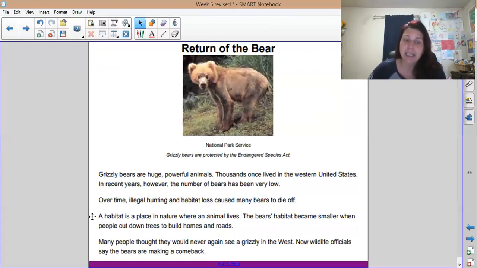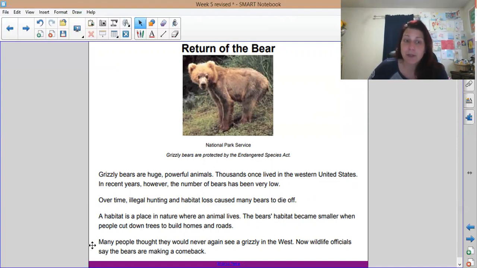A habitat is a place in nature where an animal lives. The bear's habitat became smaller when people cut down trees to build homes and roads. So they're taking away, right? They're cutting out trees, they're taking away the forest land, which is making his home much smaller. That'd be like if somebody kept coming and putting up a fence and making your yard smaller and smaller and smaller. So they are taking away from his habitat.